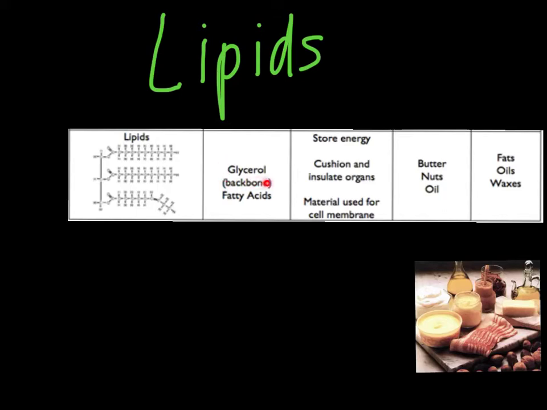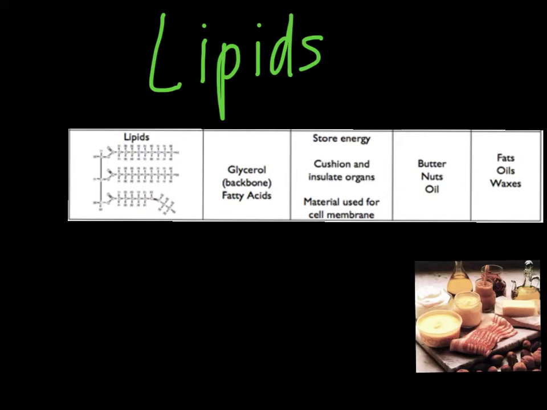There's this glycerol backbone, which makes this structural part of the lipid. And then there's the fatty acid chain that attaches to that. So this one has three fatty acid chains. Two of them are saturated, and then one of them is unsaturated. We'll get into that difference a little bit more in a minute.